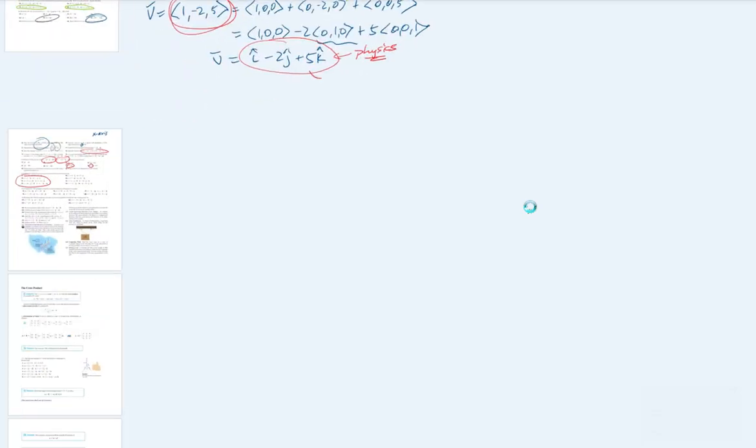So that's 12.2 now. I'm lost. Where am I on this page? Jeez. All right, so let's see.